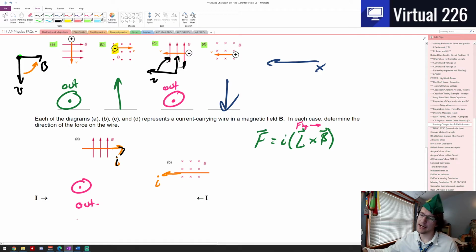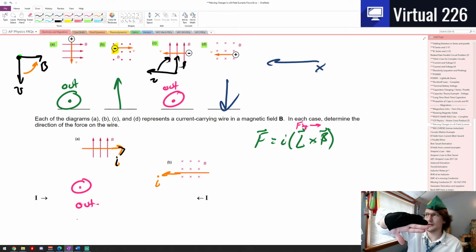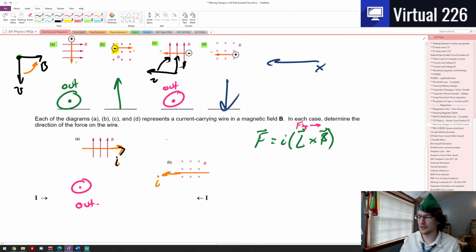For the next one, I see my fingers are going to the left here, so it cannot be left or right. The B field's going into the page because I see the arrows, so it can't be in or out. But when I go to the left, and then I curl my fingers into the page, I see my thumb is pointing down here, so I'm getting down as my answer, okay?